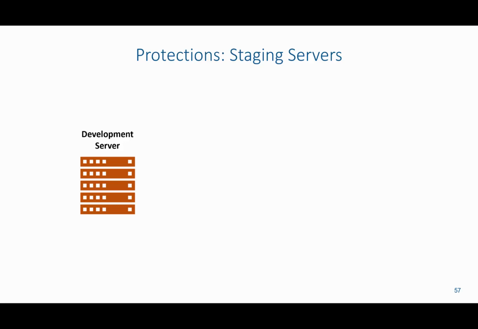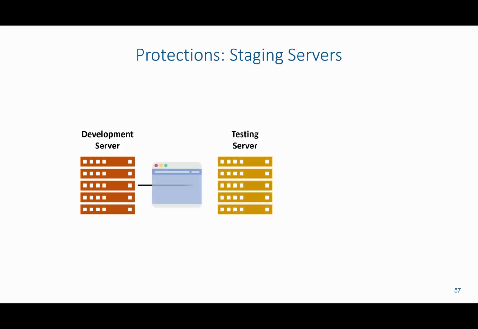In this video, we're going to go over protections to make sure your application is secure. One of the first ones is staging servers. First of all, you're going to have your developers build applications in a development server. Once they're done, they're going to send it to specific people that are going to test this. So we have a testing server that is built specifically as an environment for specific quality assurance testing.